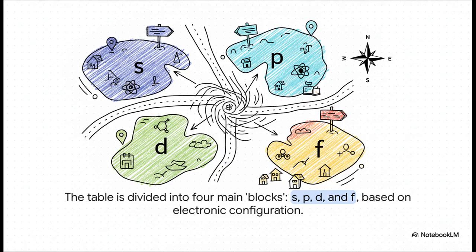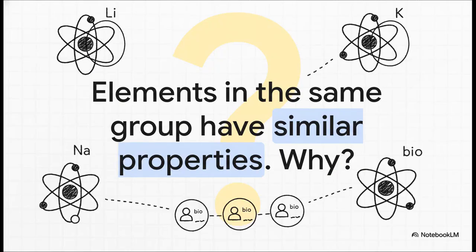An element's address, which block it lives in, is decided by its electronic configuration. And just like an address can tell you something about a person's neighborhood, an element's block tells us a lot about its chemical personality. All right, time for a quick pop quiz for my brilliant students.